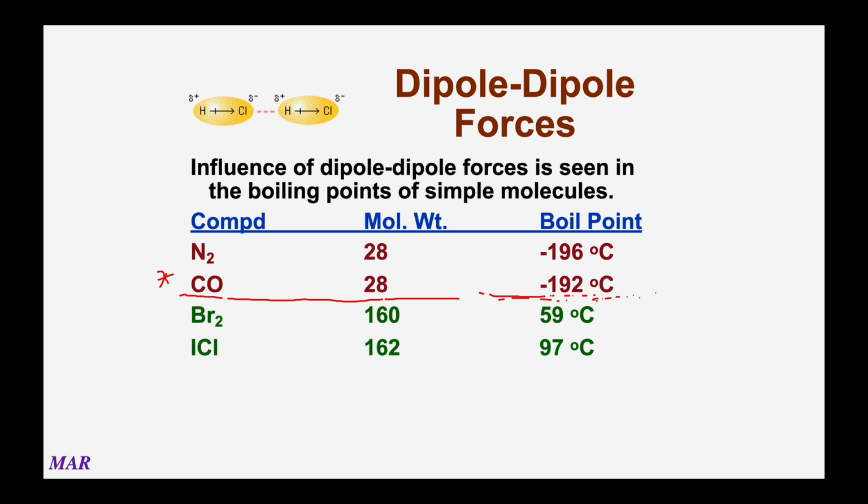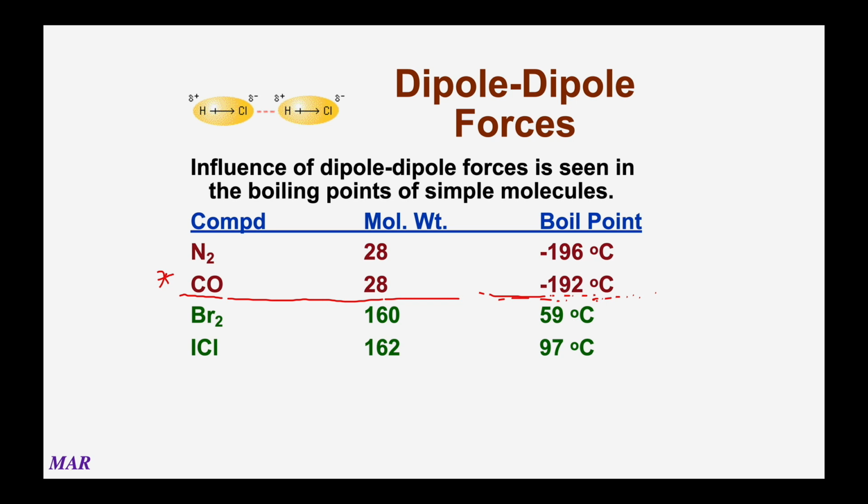And again, if this was just molar mass based, you would think that those boiling points would be the same. But because CO is polar, it has the dipole-dipole force, which makes it a little bit harder to boil. You see that also in the next two examples. Bromine and iodine monochloride are both about the same molar mass, all right? 160 versus 162. But look at the difference in the boiling points. It's almost 40 degrees, like about 60 to about 100. That's a big, big difference. And that 2 gram per mole difference in molar mass is certainly not going to be enough to do it.